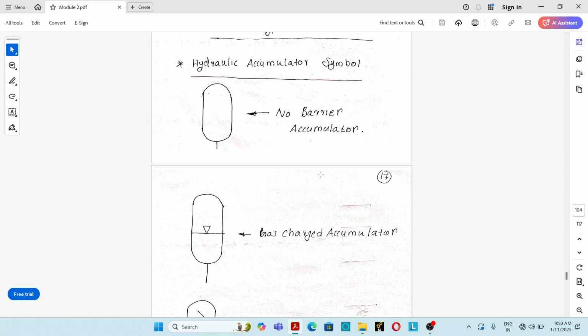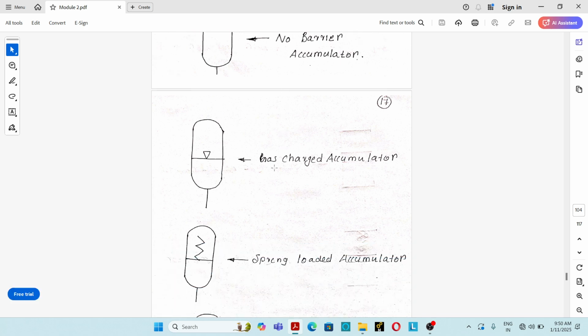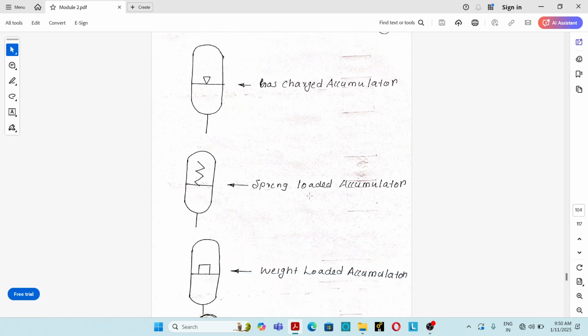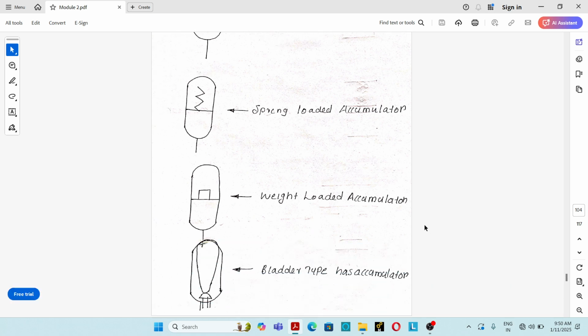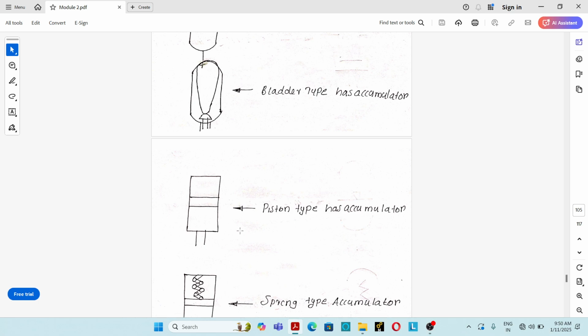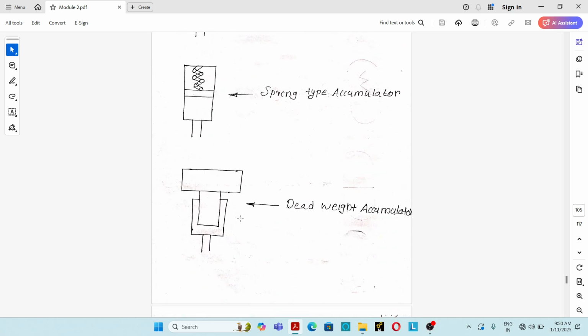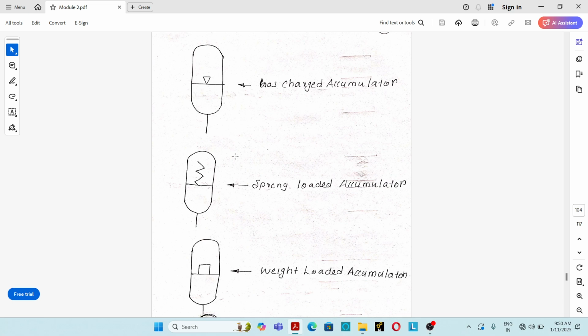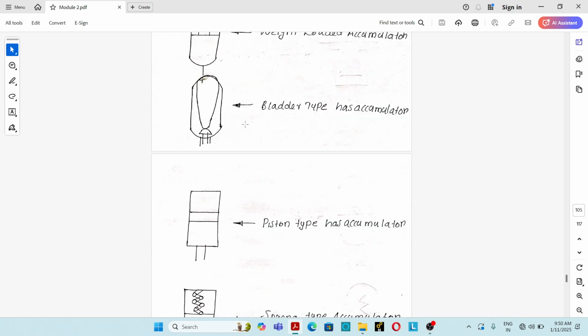Hydraulic accumulator symbols. This is the symbol of a no barrier accumulator. Gas charged accumulator, this is the symbol of a gas charged accumulator. Spring load accumulator, this is the symbol of a spring load accumulator. Weight load accumulator, this is the symbol of a weight load accumulator. And this is the symbol of a bladder type accumulator. And this is the symbol of a piston type accumulator. Thus these are the important types and symbols of hydraulic accumulators.